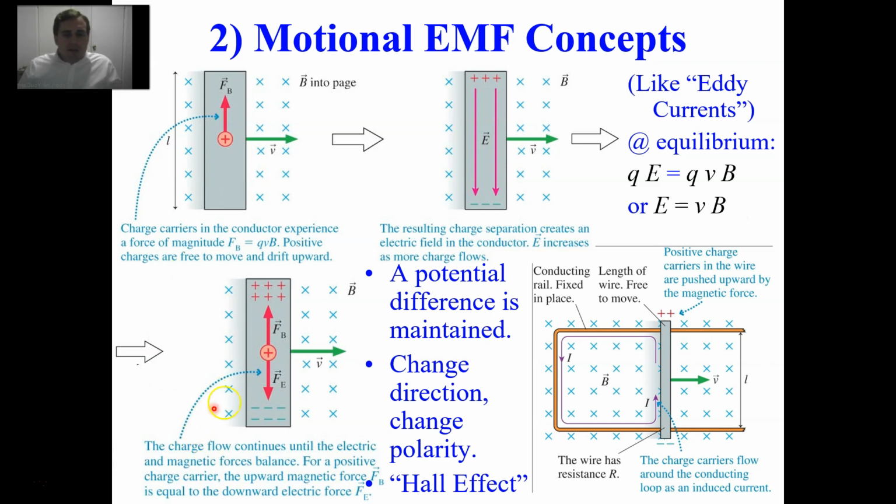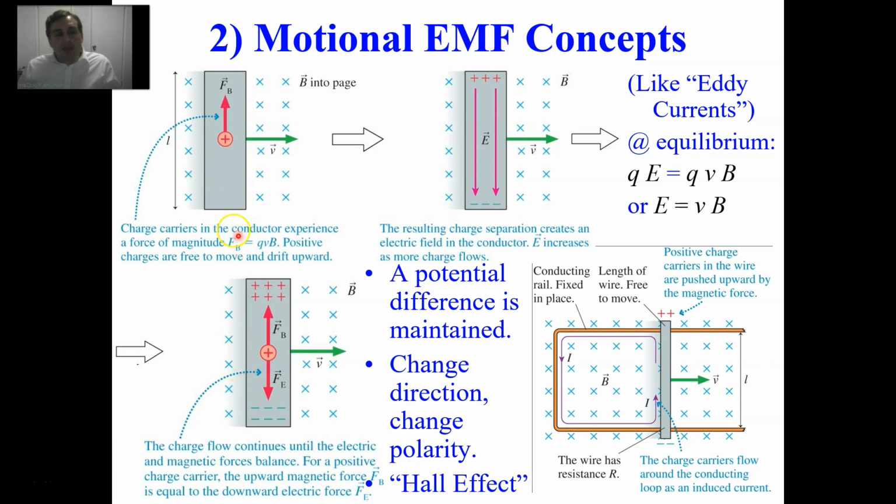Well, let's see what happens over time. So you can imagine that the charge flow continues until the electric and magnetic forces balance. For a positive charge carrier, the upward magnetic force equals the downward electric force. And it turns out that a potential difference will be maintained. So this change in direction would cause a change in polarity, and this is sometimes called the Hall effect.